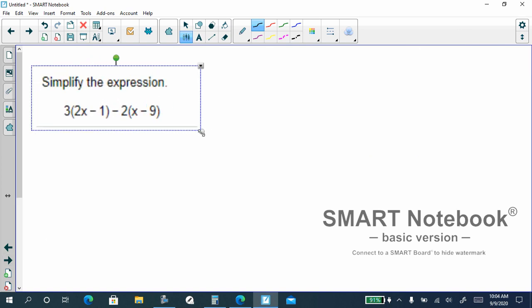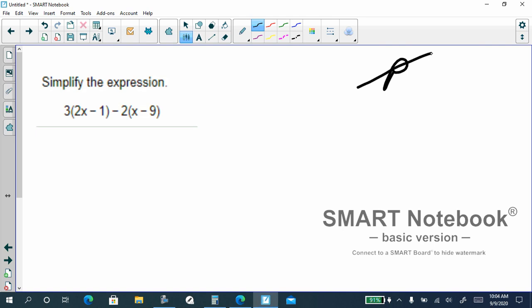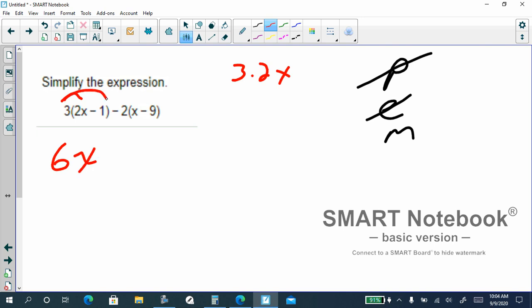Has the same type of thing here. Nothing in parentheses can be done, no exponents. So we multiply. 3 times 2x. Well, 3 times 2 is 6 times x. And 3 times -1. Positive times negative is negative. And 3.